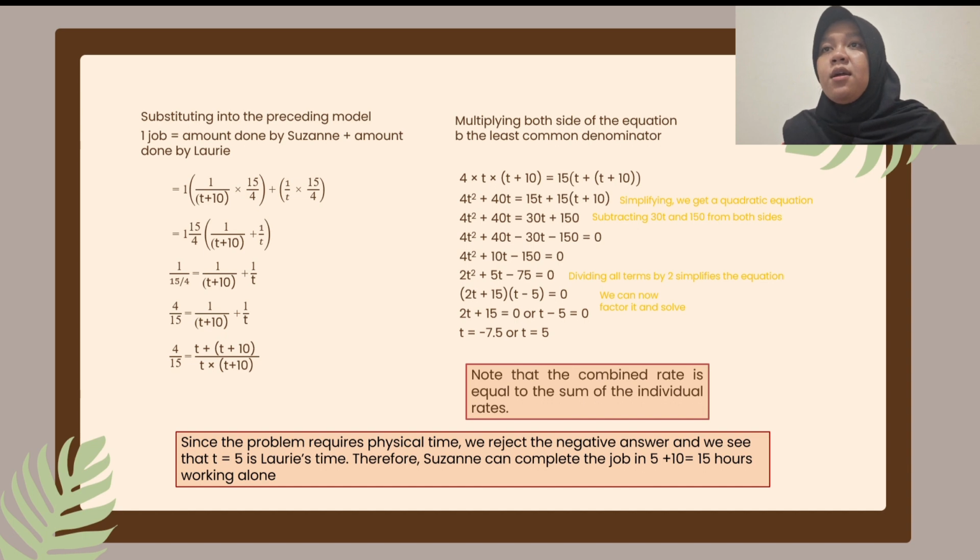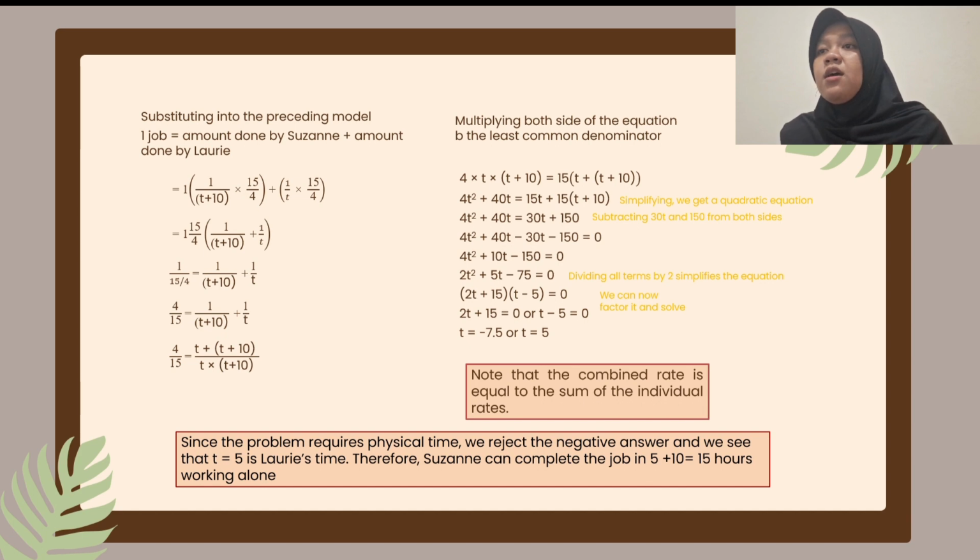Next, simplifying, we get a quadratic equation, and this is 4t squared plus 40t is 30t plus 150, and we subtract 30t and 150 from both sides, and we have 4t squared plus 10t minus 150, and we divide all terms by 2, and we have 2t squared plus 5t minus 75, and we can now factor it and solve, and we have t is minus 7.5 or t is 5.